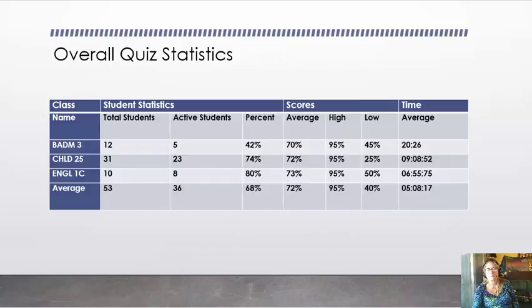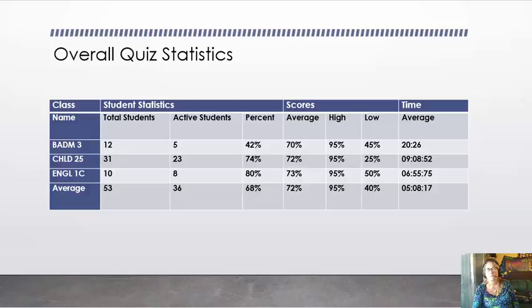The overall quiz statistics are 12 students total in Bottom 3, active students 5 for a percentage of 42%. The average was 70, the high was 95, and the low was 45. The average completion time was 20 minutes and 26 seconds. In Child 25, there were 31 students, 23 students who took the quiz for a percentage of 74%. The average was 72, the high was 95, and the low was 25, with an average completion time of 9 hours, 8 minutes, and 52 seconds.